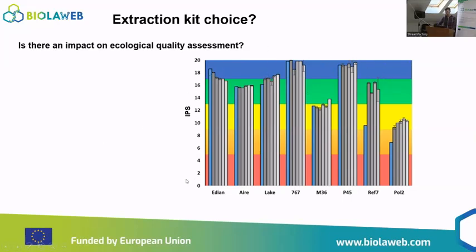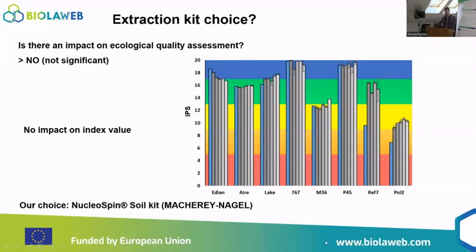So what you can see here is one sample, in blue it's microscopy, and here the 5 different kits. Again, we have no significant difference in terms of water quality when we compare the different kits. No impact on the index value. So this is the result of the paper, but our choice really is to use this soil kit from Macherey-Nagel, the NucleoSpin Soil, because by experience we have good results with this, and we lose almost no sample.